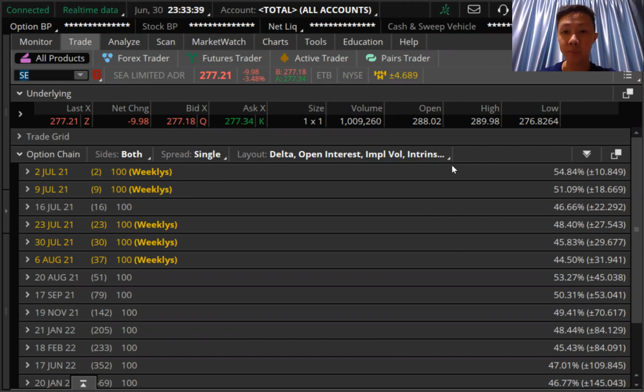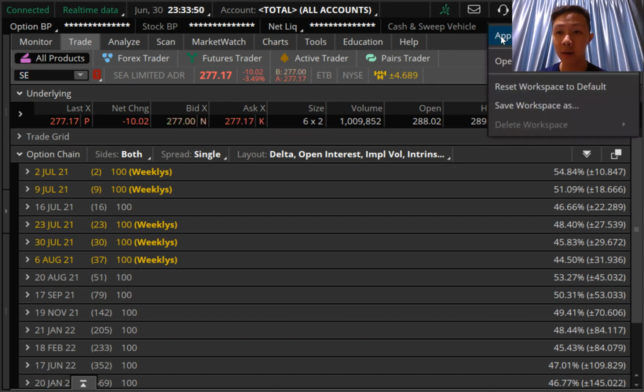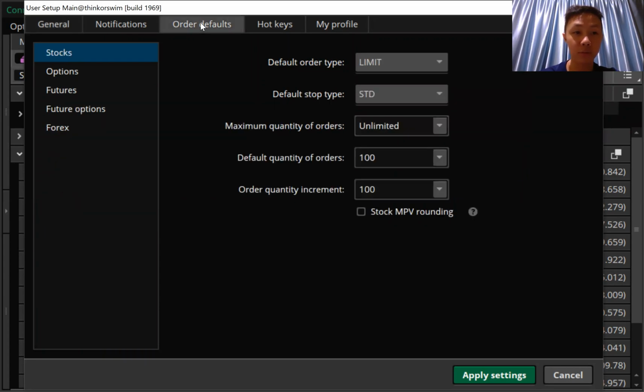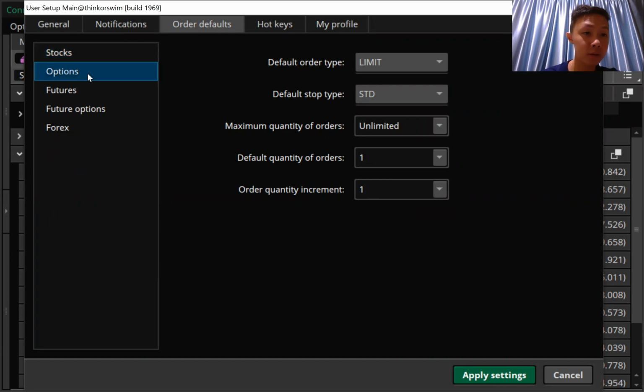Okay, so first of all, go to the top right hand side, hover your mouse over here and click on it, then click application settings. The first thing you want to do is click order defaults. Then the second thing you want to click is options and change this from 10 to 1. Okay, 10 to 1. This one as well, from 10 to 1.